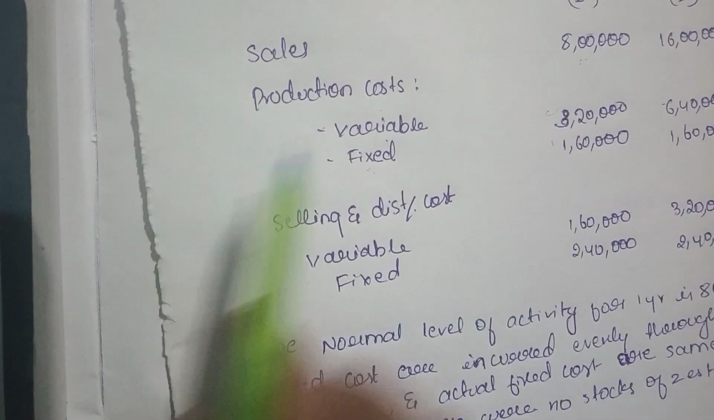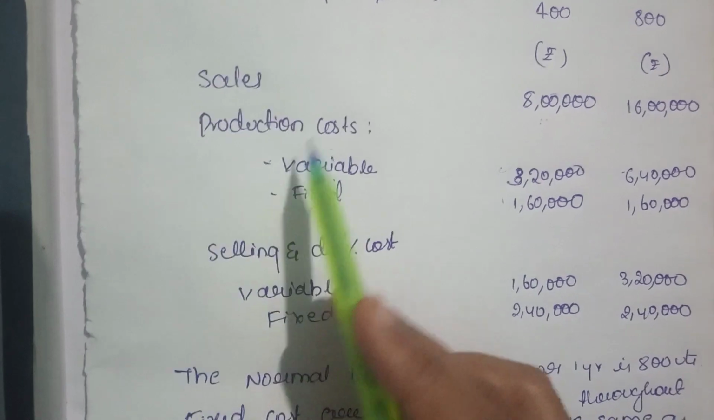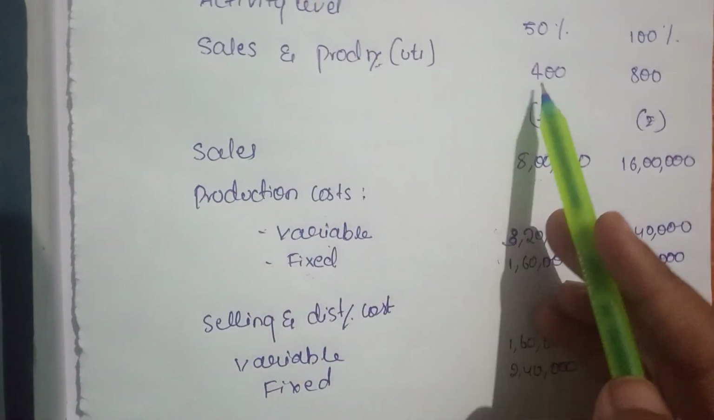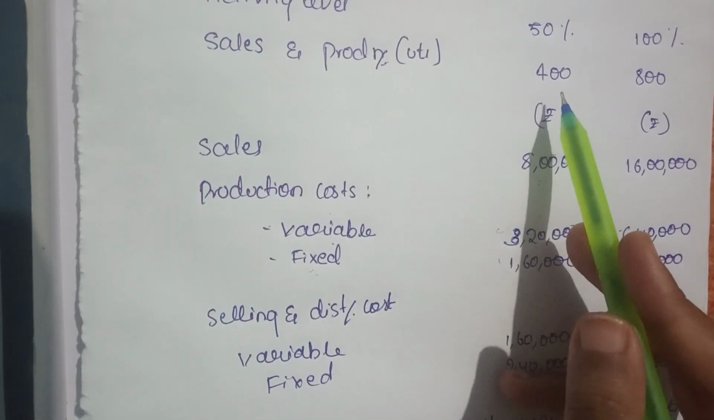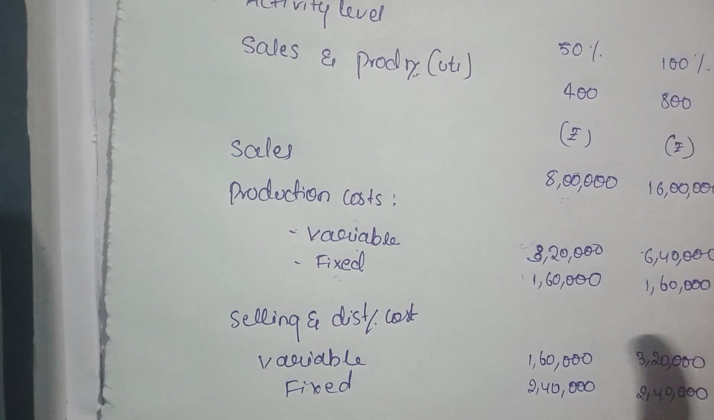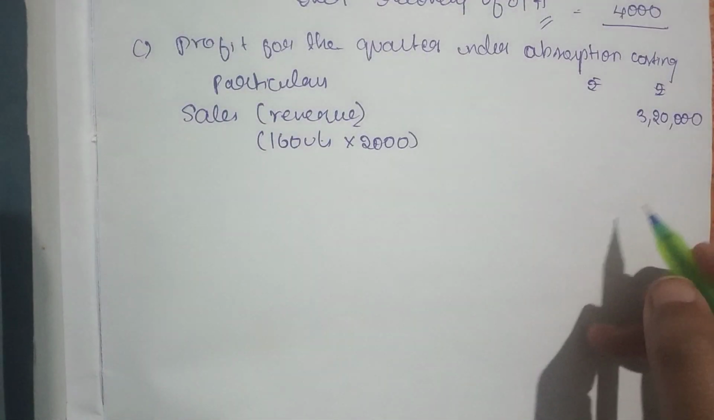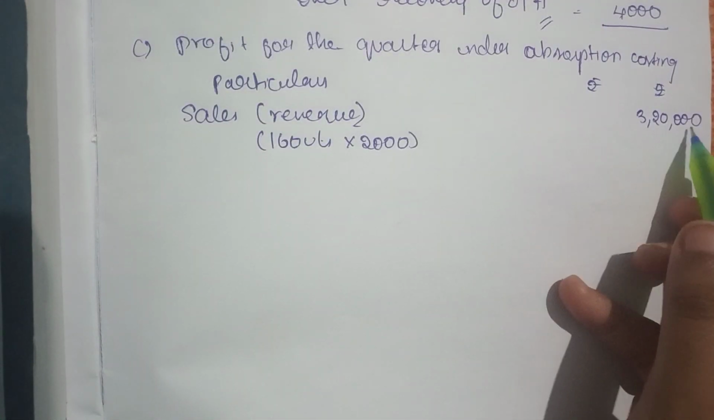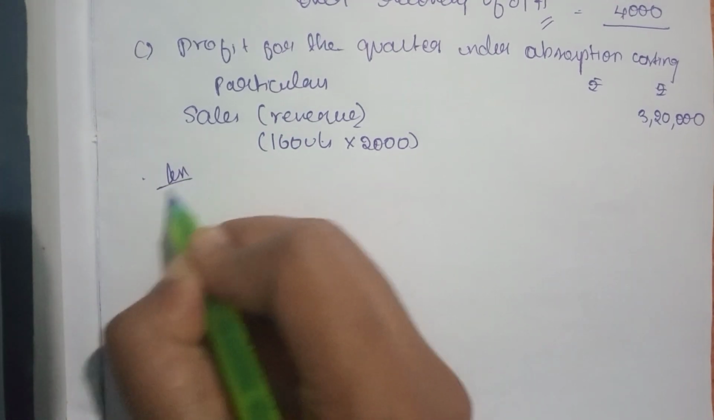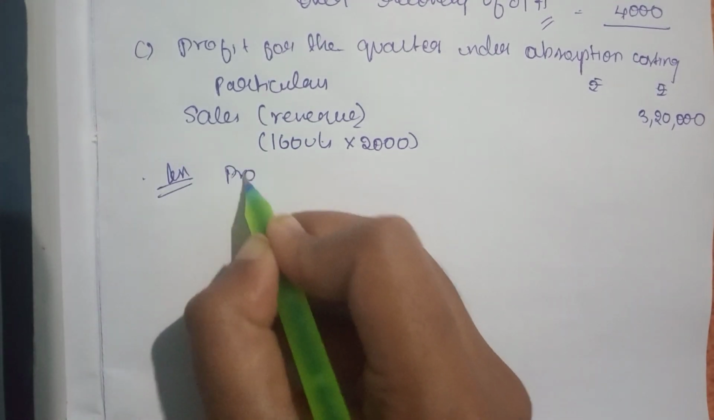Just see this. They have given sales as 8 lakhs and the sale units is 400. So divide 8 lakhs by 400 units. You will get the 2,000 rupees. Okay. Then we get 3,20,000 rupees less the production cost.